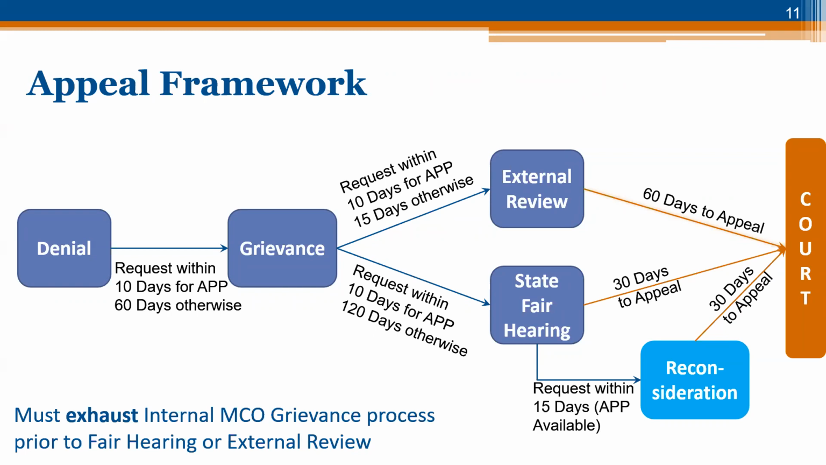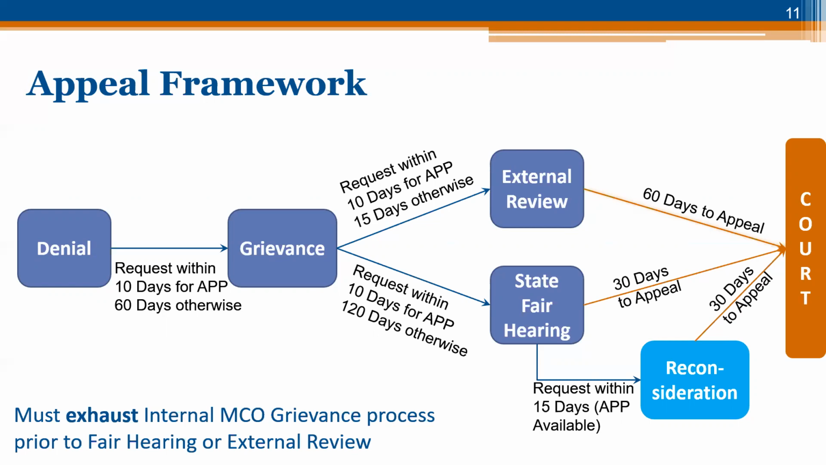from which, if you want to appeal, you have to exhaust the internal managed care organization appeals process. And we call that internal appeal a grievance. So you have to request that within 10 days to get aid paid pending, otherwise there's 60 days. If the grievance decision is not favorable, the participant has a choice of doing a state fair hearing or external review. And I will explain what those are later on.